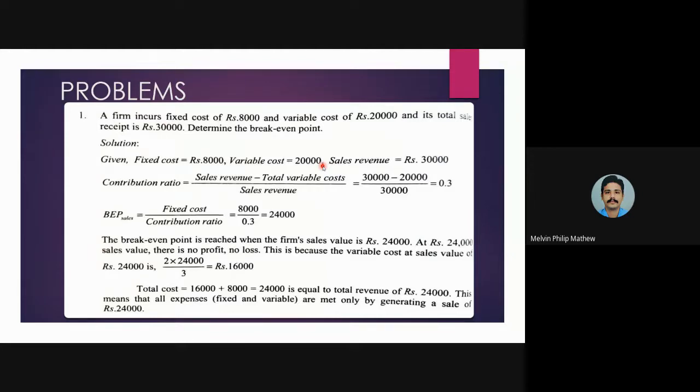Then next is the sales receipt, or the sales revenue. It is given as total sales receipt, but it is the sales revenue. Sales revenue, in bracket write small letter S, is equal to rupees 30,000.